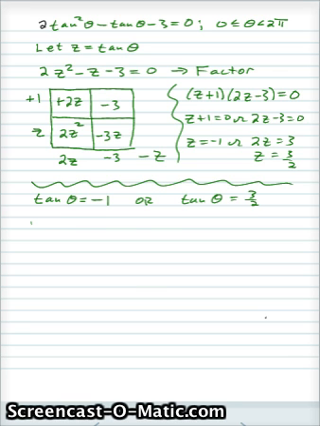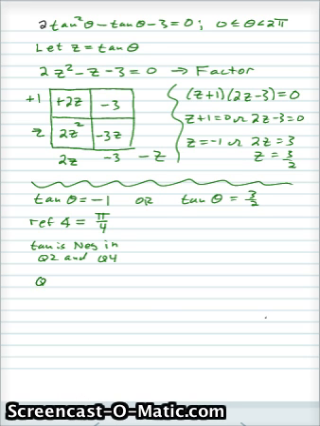Now, the tangent theta equals negative 1, we can think of our reference angle. Tangent of pi over 4 is 1, ignoring the sign. The reference angle is pi over 4. Now, where is tangent negative? In quadrant 2 and quadrant 4. So I need a quadrant 2 angle and I need a quadrant 4 angle for me to solve that first case. So let's go ahead and find the quadrant 2 and quadrant 4 angle with the reference angle of pi over 4.